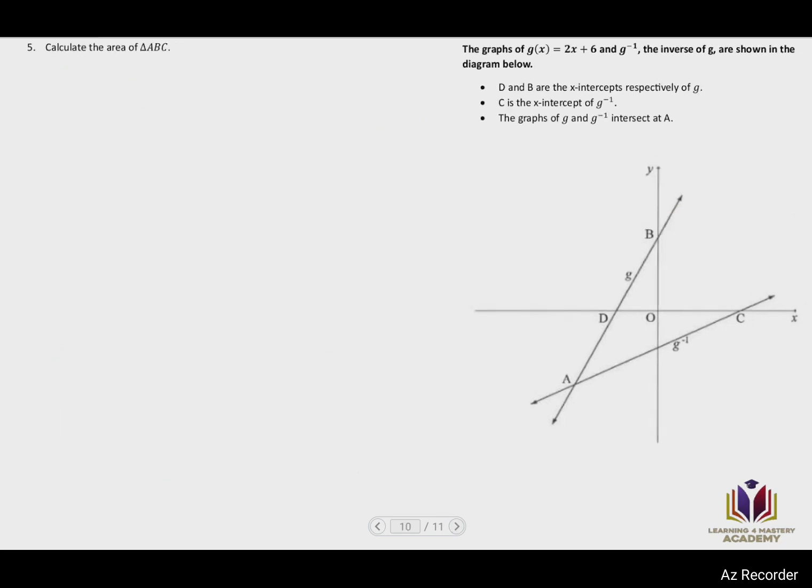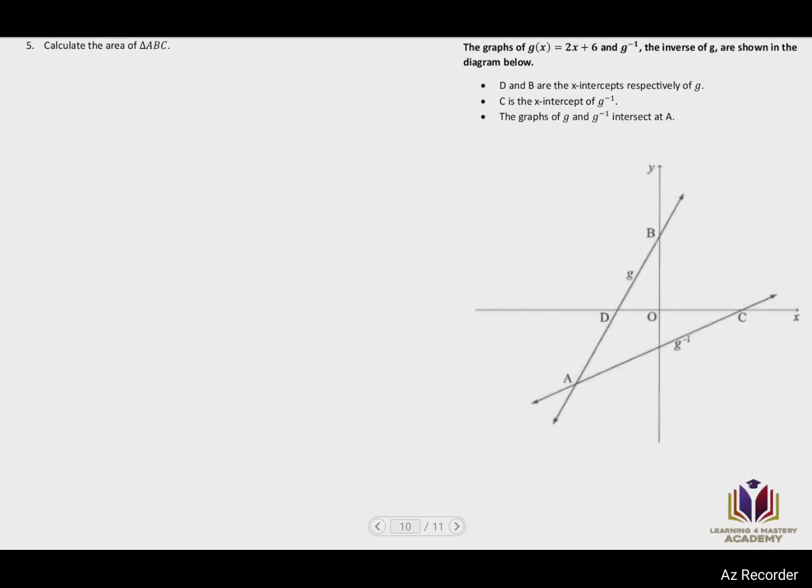Perfect. Then we go over to the last question. The last question is the area formula. They want us to calculate the area of triangle ABC. So there is triangle ABC, joins here, over there. As you can tell, ABC is not a right-angled triangle, right? If anything, it's an isosceles triangle, but we will work that out in a minute.